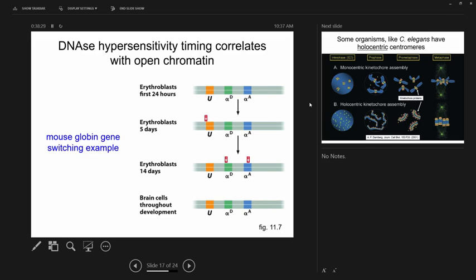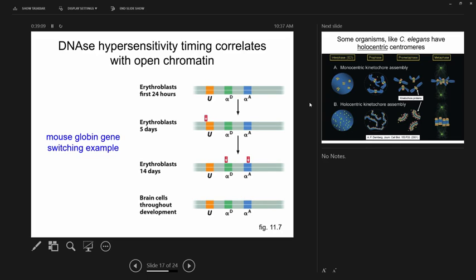Then you get a switching of which genes are coding for globin as the mouse goes through development. So sometime between 5 days and 14 days, you go from the immature form of globin that's from the U gene to the mature form that's found in adult organisms, the alpha globin, and there's two different, the D and the A versions of that, two separate genes. So now you get the ability of DNase to cut the DNA here and here, but not over there, because you've switched which genes are transcribed.